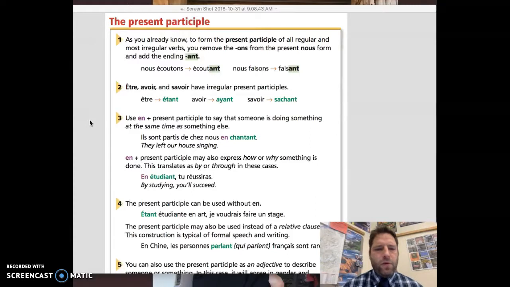So the example they give you is: ils sont partis de chez nous en chantant. So they left our house while singing. And it could also be used to express how or why something is done. All right, so it translates in this way: en étudiant, tu réussiras. So by studying, you'll succeed.